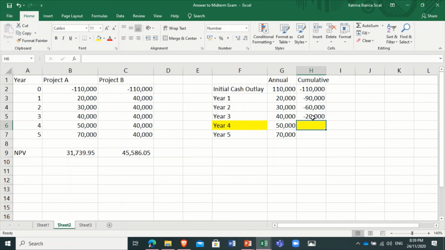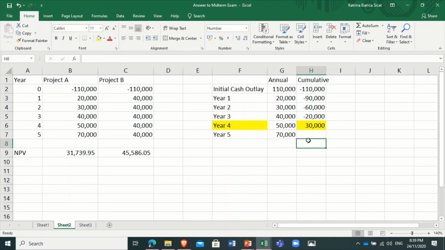Okay? So, from here, 20 plus 50. So, alam mo na, by this time, magpa-positive na siya. Ibig sabihin, nabawi na. Okay? So, ibig sabihin, at year 4, dun nag-positive. So, alam mo na, it will take 4 years bago mabawi yung initial capital ng project.